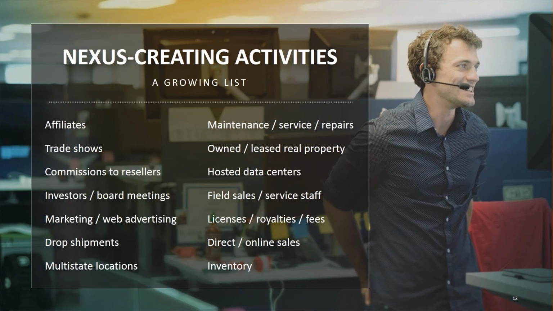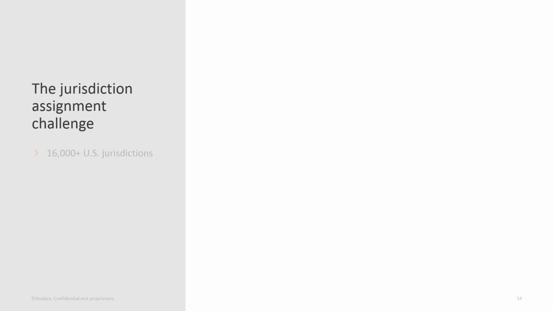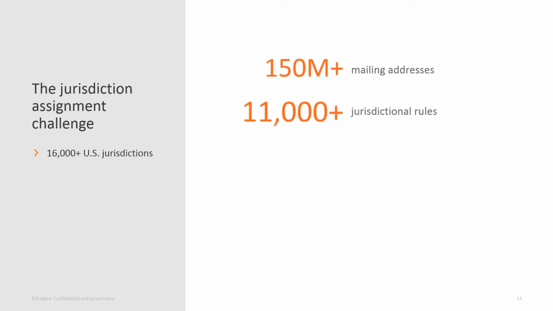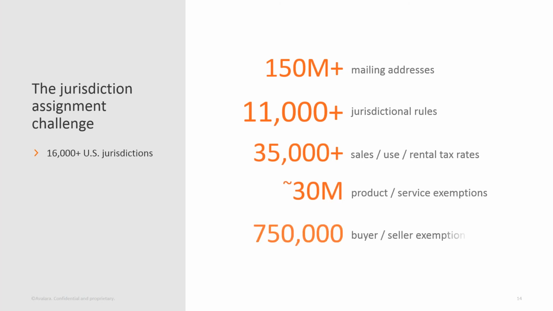So the next thing becomes the jurisdictional assignment. And what that means is, once you figure out that you have Nexus in a state, now what are the rates and what are the rates in each specific address or jurisdiction of that state? A lot of times, a lot of our ERP systems are using zip codes. And unfortunately, zip codes were used for mailing. Zip codes are not really used for state tax jurisdictions. So I'm going to show you something about that in a minute.